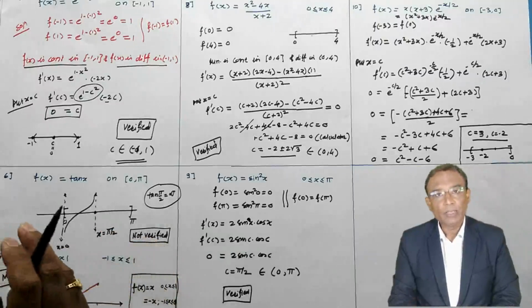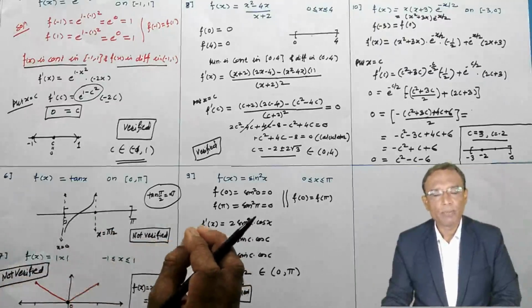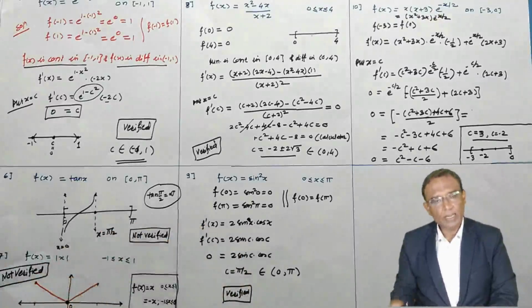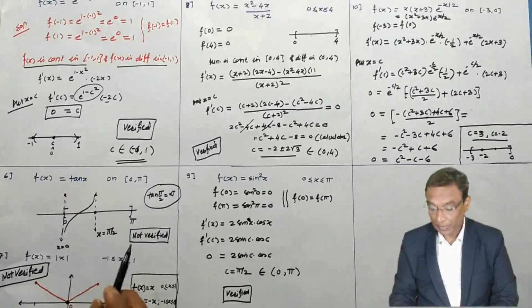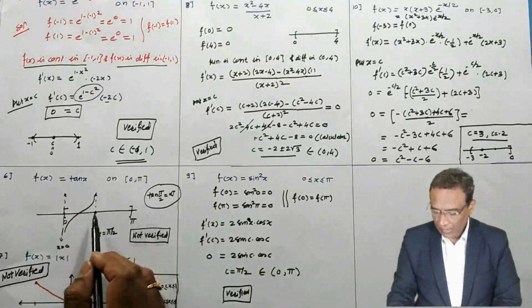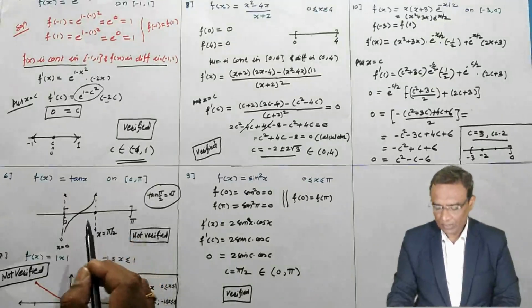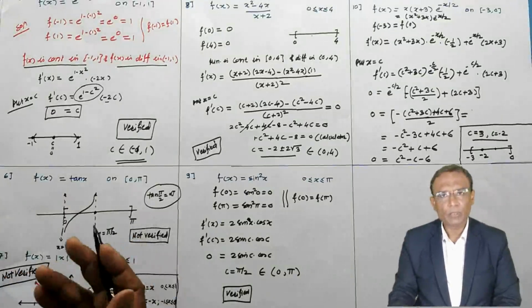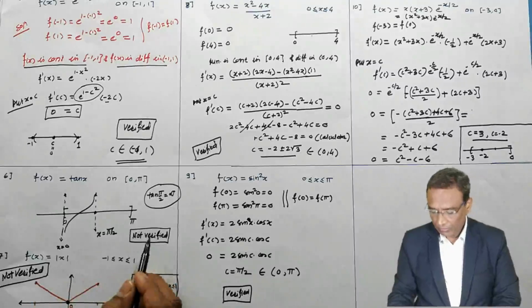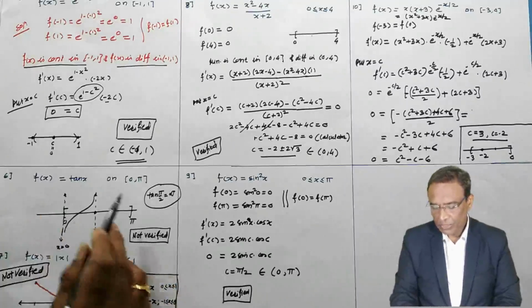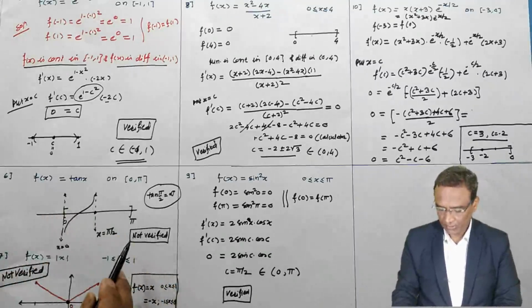We want continuity at each and every point of the closed interval. We want differentiability at each and every point of the open interval. And at one of the points, the function is not defined. Therefore, it will not be continuous or differentiable. Therefore, the theorem is not verified. Rolle's theorem is not verified.